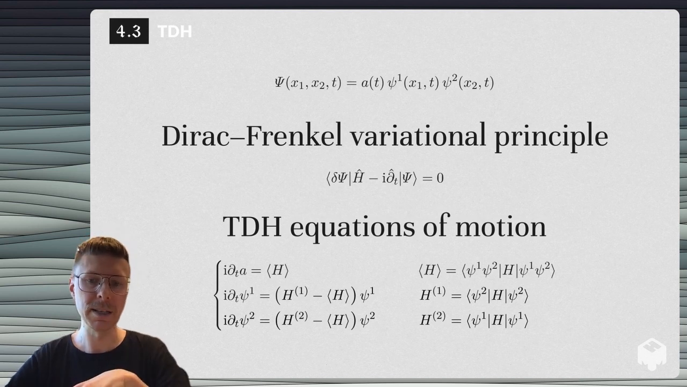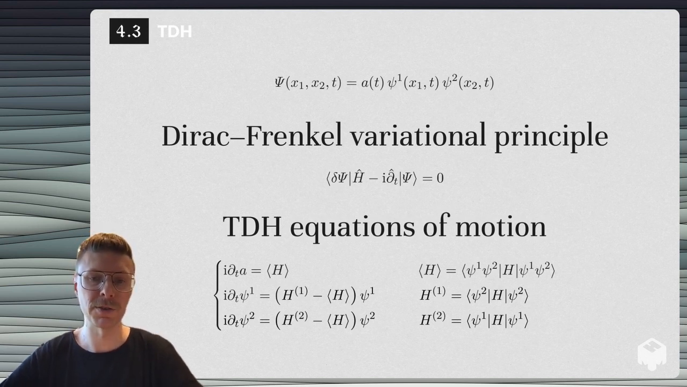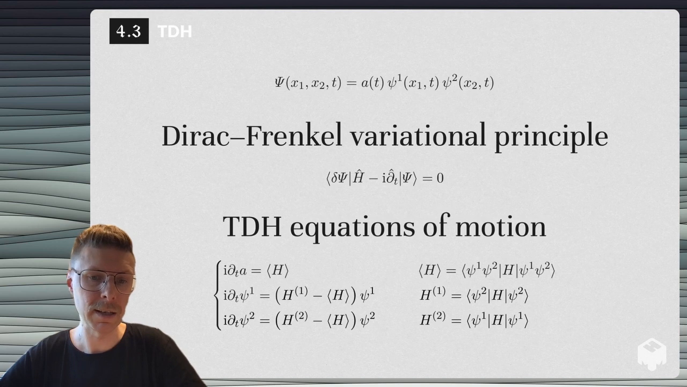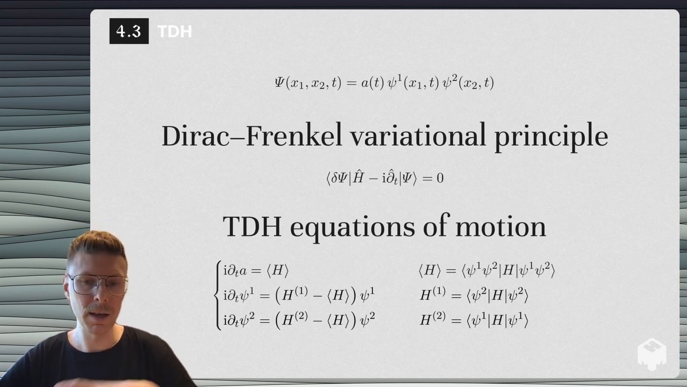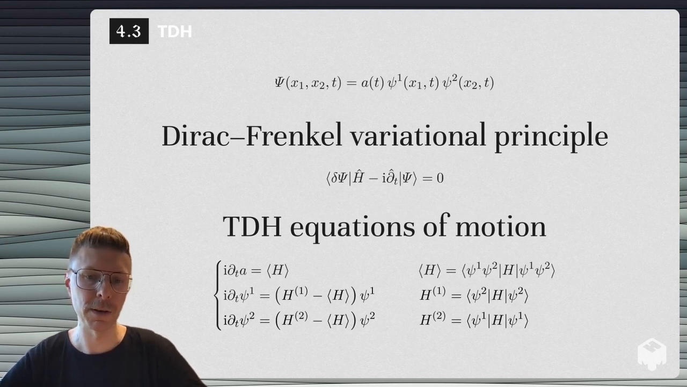So instead, what I want to point out is the fact that we can find equations of motion for A, psi1 and psi2. If we take a look at the first row there, it's i times the time derivative of A, which is simply the energy of the system, right? So it's the Hamiltonian in brackets, that's just the energy of the system under the wave function, and that defines how quickly A as a phase rotates. So the higher the energy, the quicker the phase A of t will rotate.